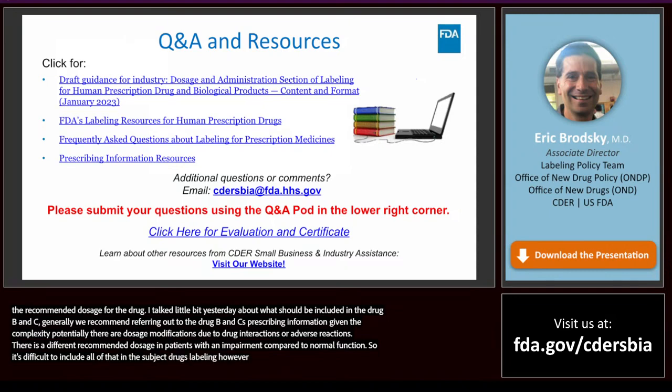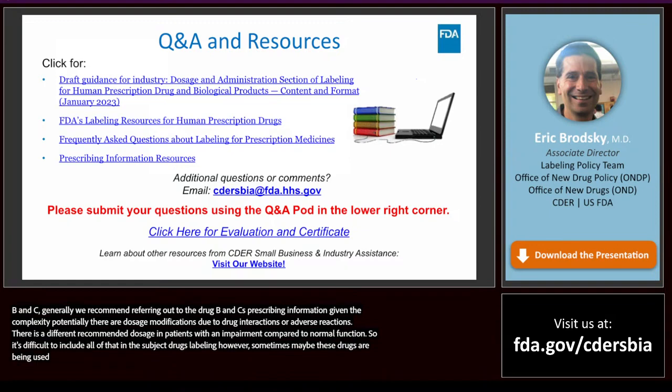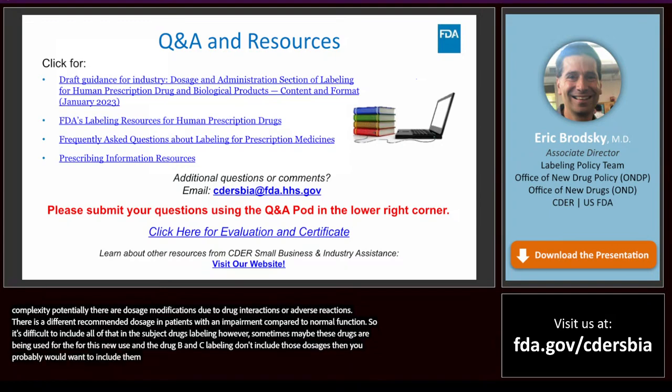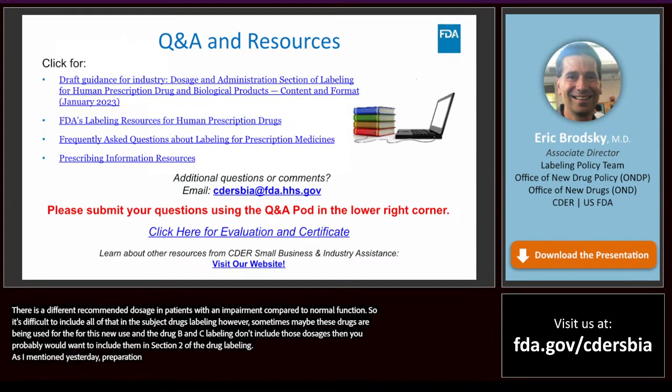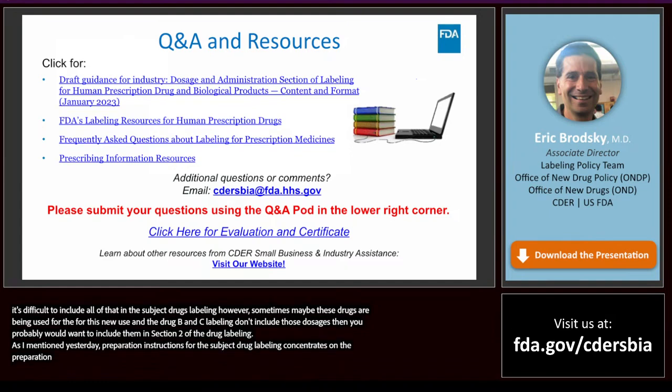However, sometimes these drugs are being used for this new use, and the drug B and drug C labeling don't include those dosages, then you probably would want to include those dosages in section 2 of the subject drug labeling. As I mentioned yesterday, preparation instructions in the subject drug's labeling concentrate on the preparation of the subject drug. You would refer to drug B and drug C's labeling for those preparation instructions. Thank you.